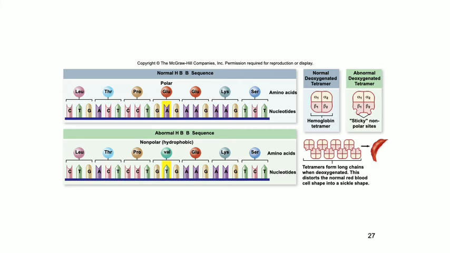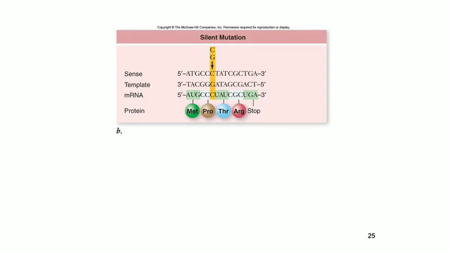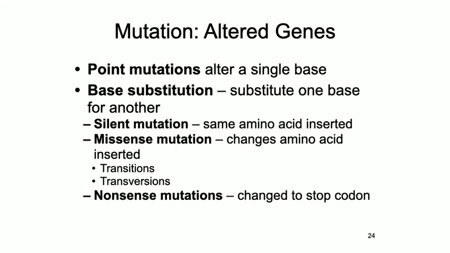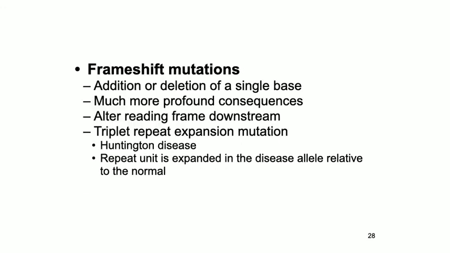Okay, so that's it for point mutations, where you only have one, I lied, base substitution mutations where one nucleotide is there instead of a different one. Like there's a T here instead of an A, that's a base substitution mutation. Now let's look at frame shift mutations.